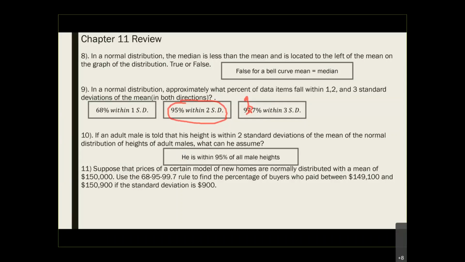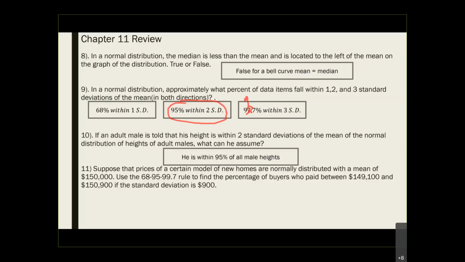So similarly, number 11. They ask you: suppose the price of a certain model of a new home is normally distributed with a mean of 150,000. Using the 68-95-99.7 rule, find the percent of the people who pay between 149,100 and 150,900 if the standard deviation is 900.